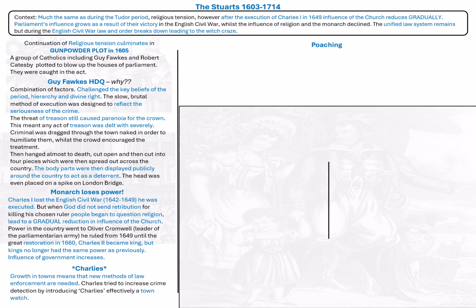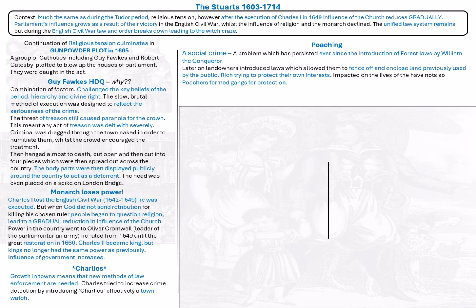Another crime we see during this time period is poaching, a social crime, a problem which has persisted ever since the introduction of forest laws by William the Conqueror. During this time period, landowners introduced laws which allowed them to fence off and then close land which had previously been used by the public. This shows that the rich were trying to protect their own interests. However, just like during the Norman period, this impacted on the lives of the have-not, who still needed to live off the land in order to survive.